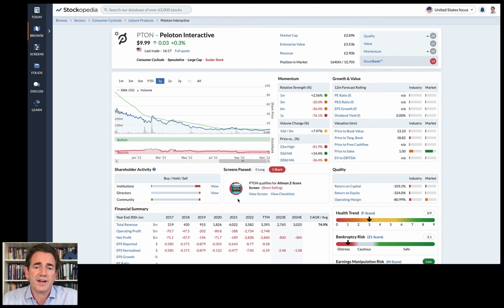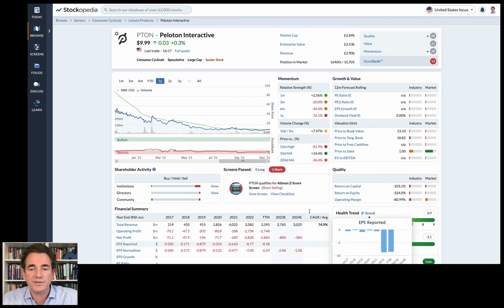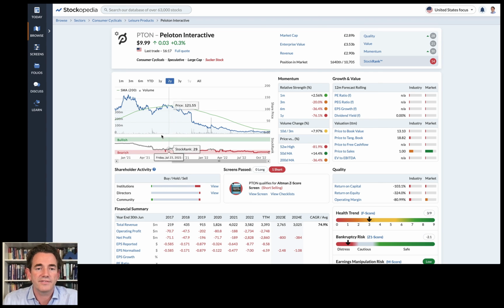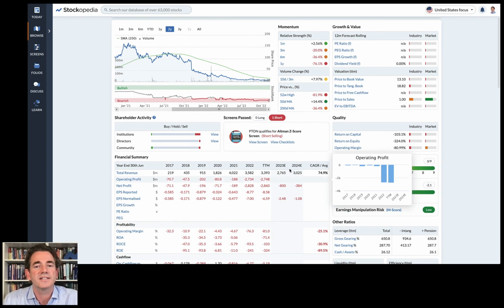Is it qualifying for any strategies? Well, the only strategy it's qualifying for is a short selling strategy, which is based on its bankruptcy risk. So, what can I say? Definitely no screens passed there. The rank has been very low for a long time. And as you can see, it's been low and it's got lower over the last couple of years. It's come right down, and even before then, it's just been in a poor spot.